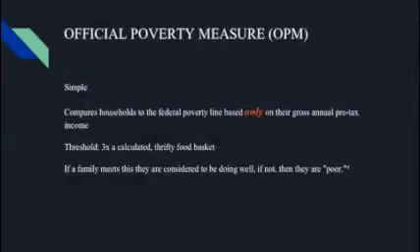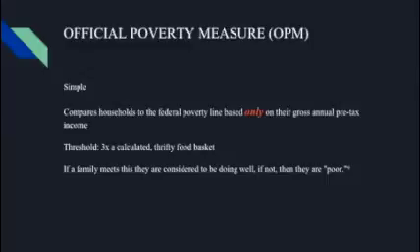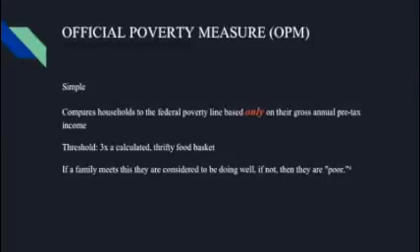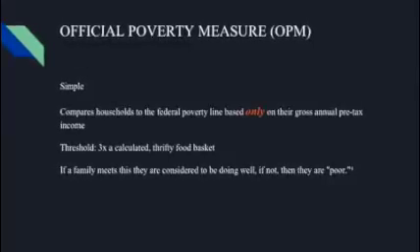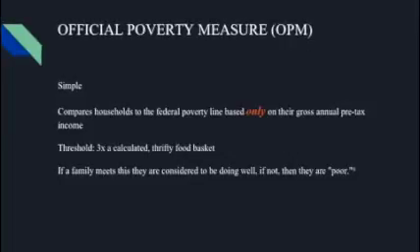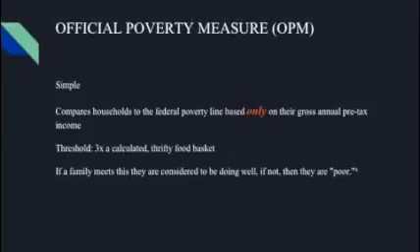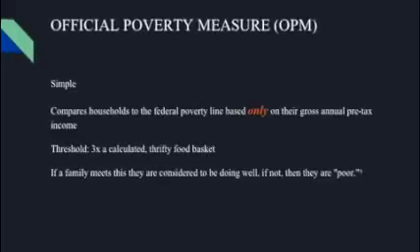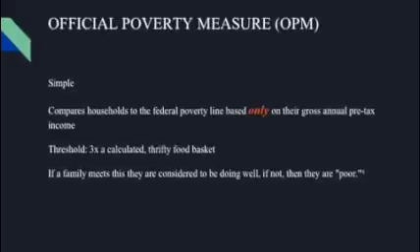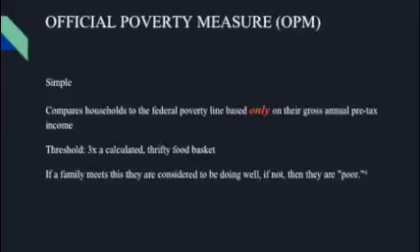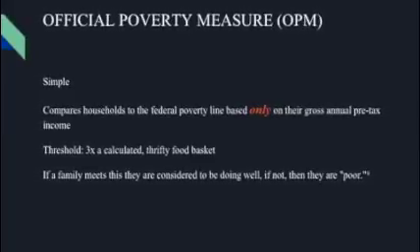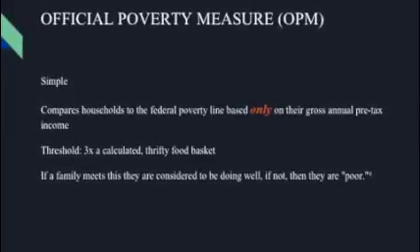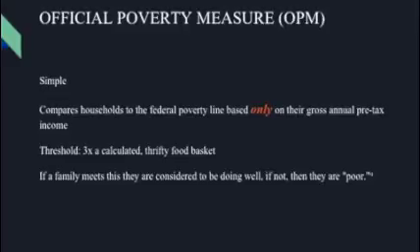The first method of measuring poverty using income is the official poverty measurement, or OPM for short. Hands down the most simplified tool we have. The OPM compares households to the federal poverty line based only on their gross annual pre-tax income and nothing else. It provides a threshold, 3 times the calculated thrifty food basket. That is 3 times what is contained in the lowest cost food plan. If a family meets this, they are considered to be doing well. If not, then they're poor.